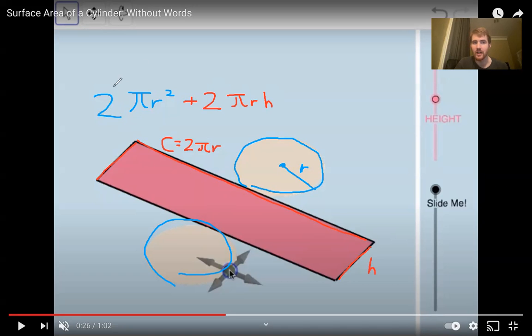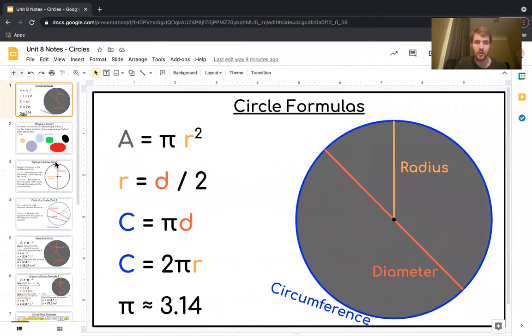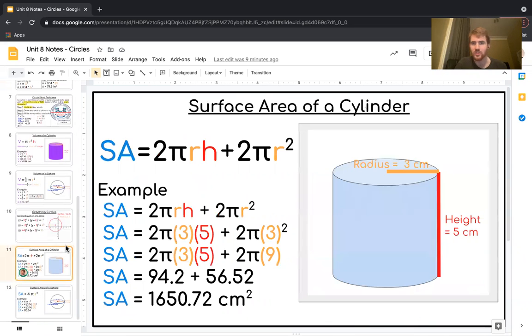You find the area of the two circles, pi r squared for one, pi r squared for the other. Together, that's two of them, plus the surface area of this rectangle, 2 times pi times r times h, which is really just the circumference, the length, times the height, the width. So that's the formula. Once you know that, of course, you can check out the Unit 8 notes. I've got this at the bottom of these. Here is the surface area of a cylinder. It shows you the formula and an example for how to use it.